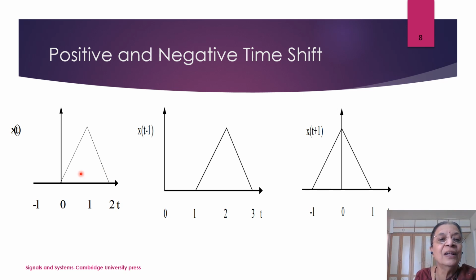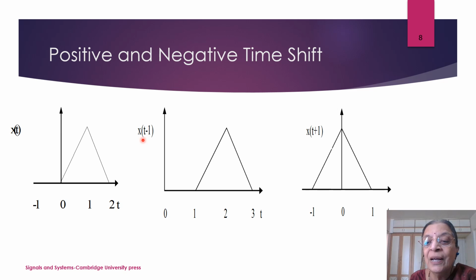So here we see how it is. This is the signal x(t) that is plotted. It exists between 0 to 2. Now we consider the shift towards right by one sample. That means the signal that was starting at 0 will now start at 1. So it will start at 1 and it will end at 3. This is shifting towards right by one sample.